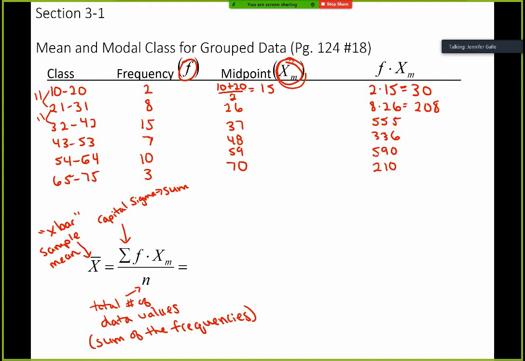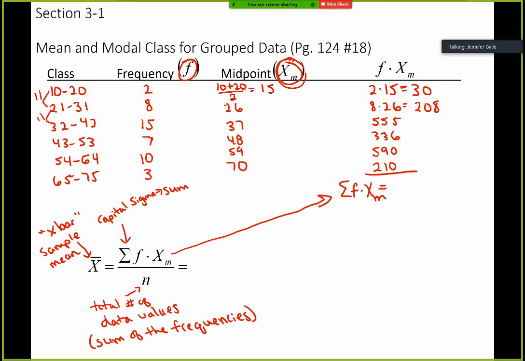So what we have done, the top of our formula says we're going to take frequency times midpoint, and that capital sigma says we need to add them all together. So this top piece is going to be right up here. We're going to have the sum of f times x sub m. So all we have to do is add that final row together.